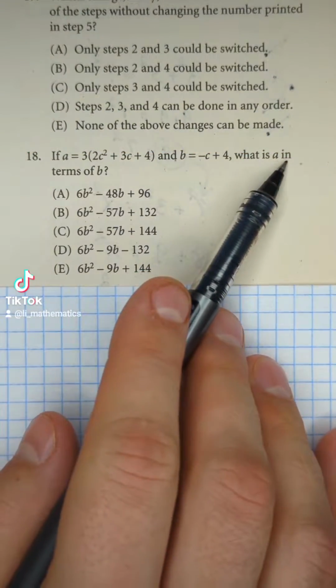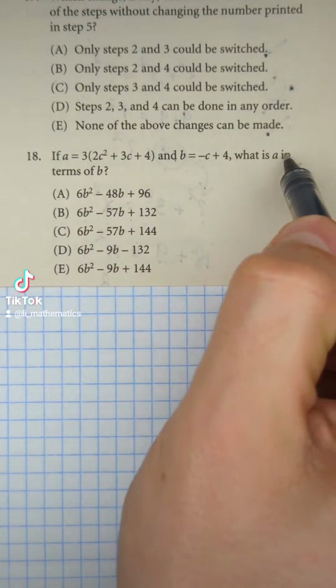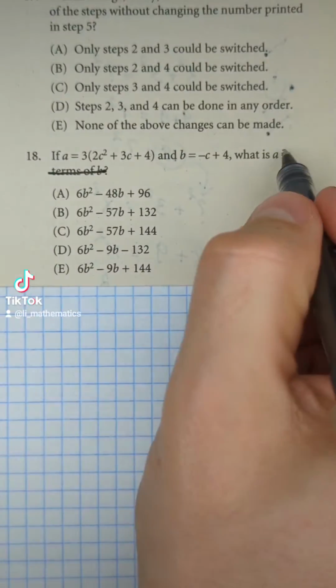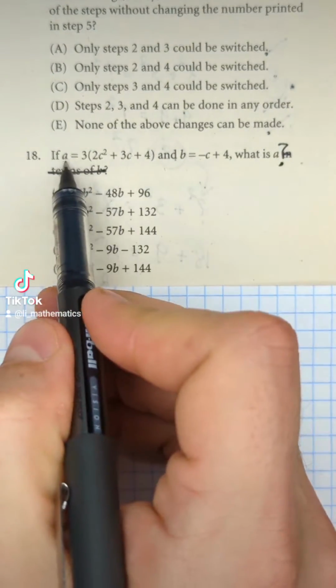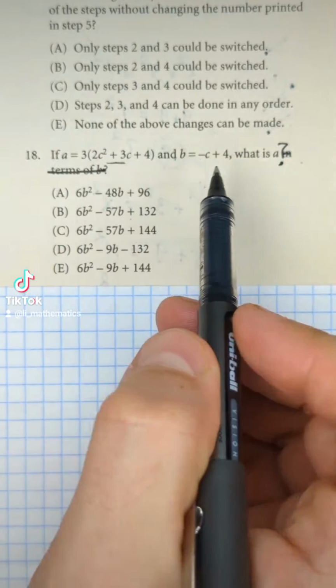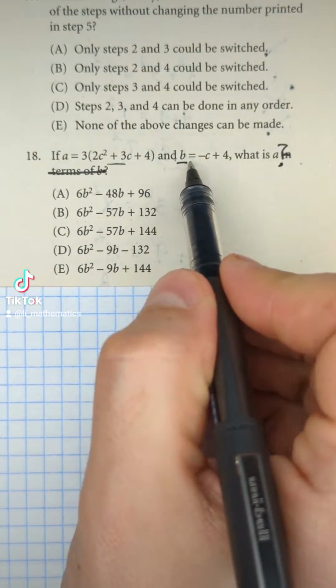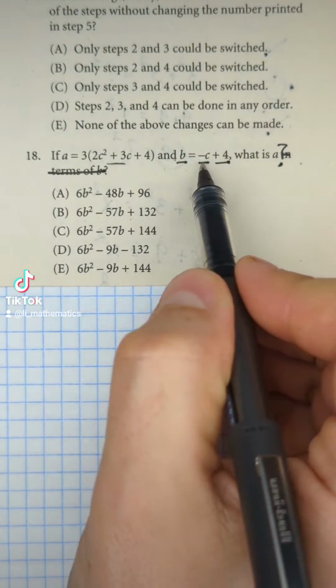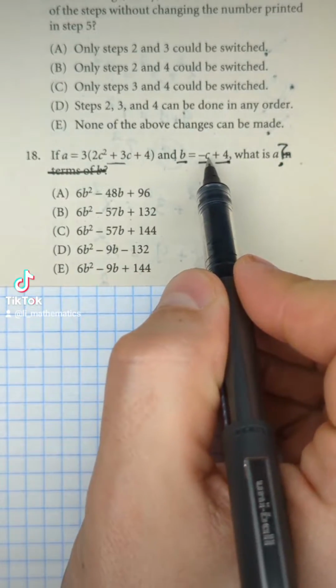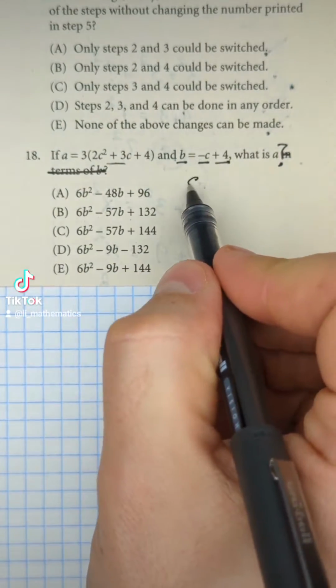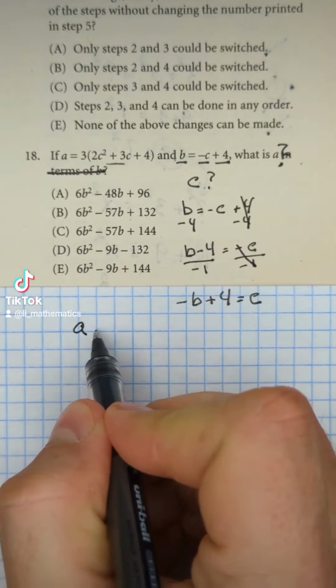The first thing I like to do is to clarify what it is that I'm actually looking for, which is just what is A. And A is this algebraic equation based on the C variable, and they give us this second equation, hoping that we will solve for C, plug that back in, and then go about our business.